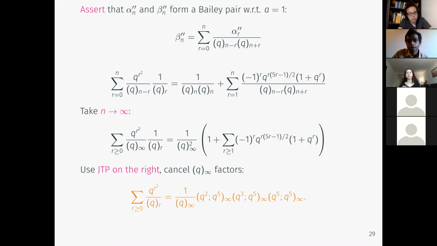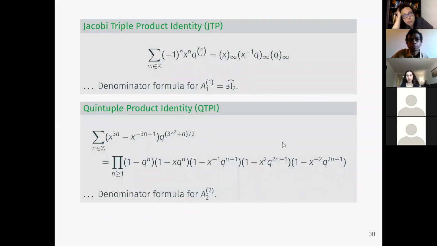Okay, let me summarize what I did. Before that, I'll tell you what the Jacobi triple product is. So that's just that. It turns an alternating sum into a product. This is the denominator formula for A11. So obviously, what's going to be important for us is the denominator formula for A22, which is the quintuple product identity. I'm going to call it QTPI.